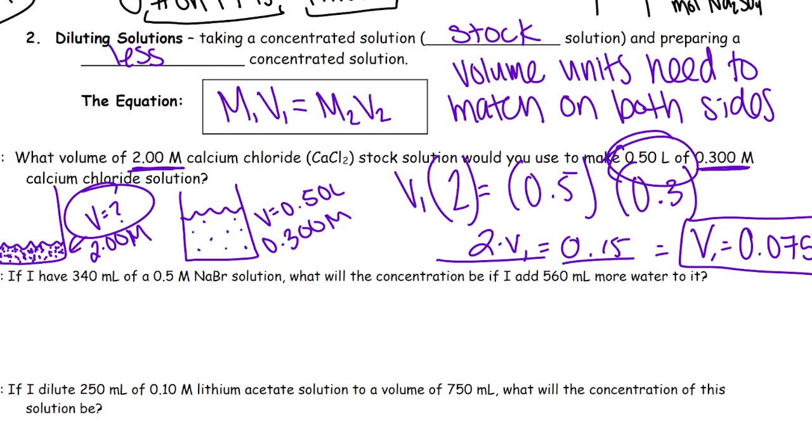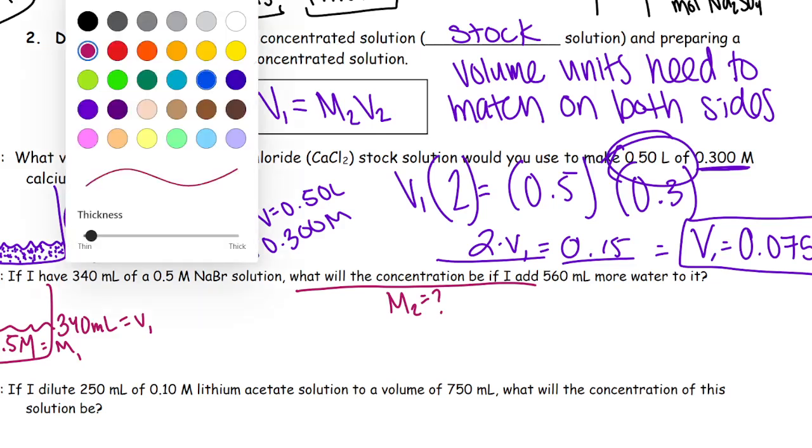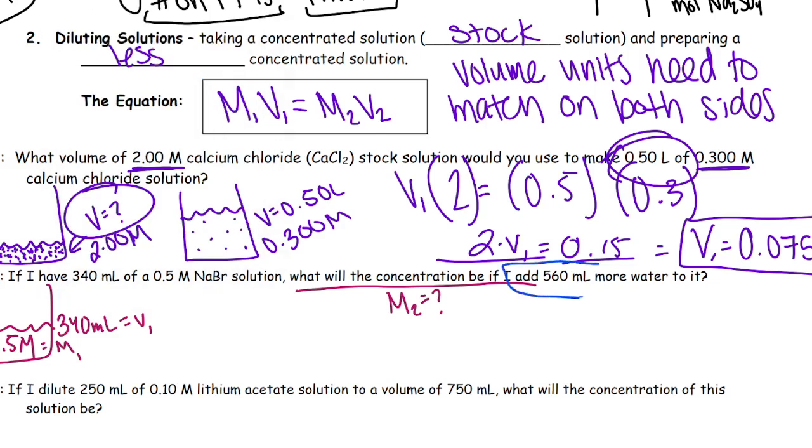So let's draw what's happening. If I have 340 milliliters of 0.5 molar sodium bromide solution, what will the concentration be? So we're looking for molarity 2 equals something, which means that this would be my volume 1, this would be my molarity 1. If I add 560 more milliliters of water to it.